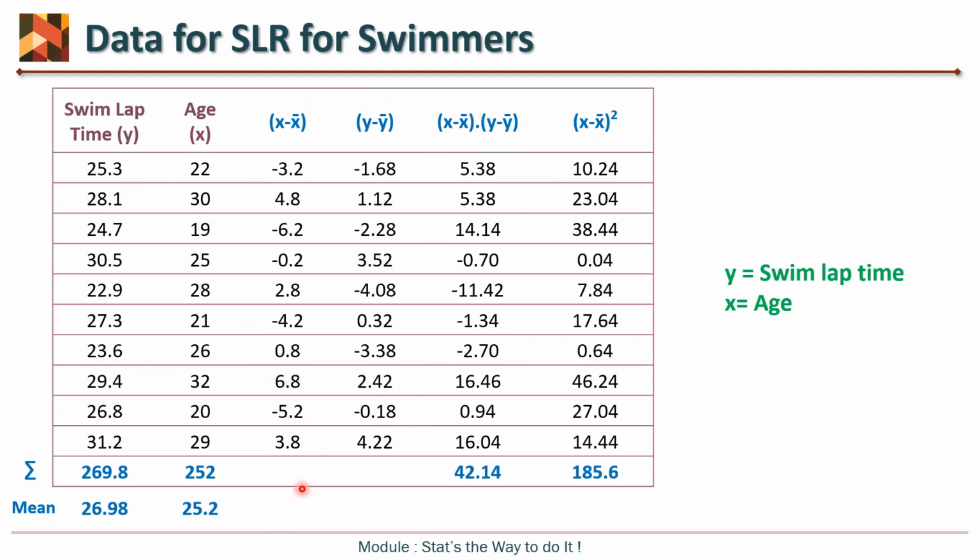Okay, now as per the steps, step number 1 was select y and x, so we selected it. Step number 2 was calculate y bar and x bar, so we have calculated it. Third was the sum of product. See, this is the product of x deviation and y deviation. So we are taking a direct sum of this product, and that sum comes to 42.14, step number 3. And step number 4 is the sum of square of x deviation. So this column is called the square of x deviation, and the sum of square of x deviation is 185.6.